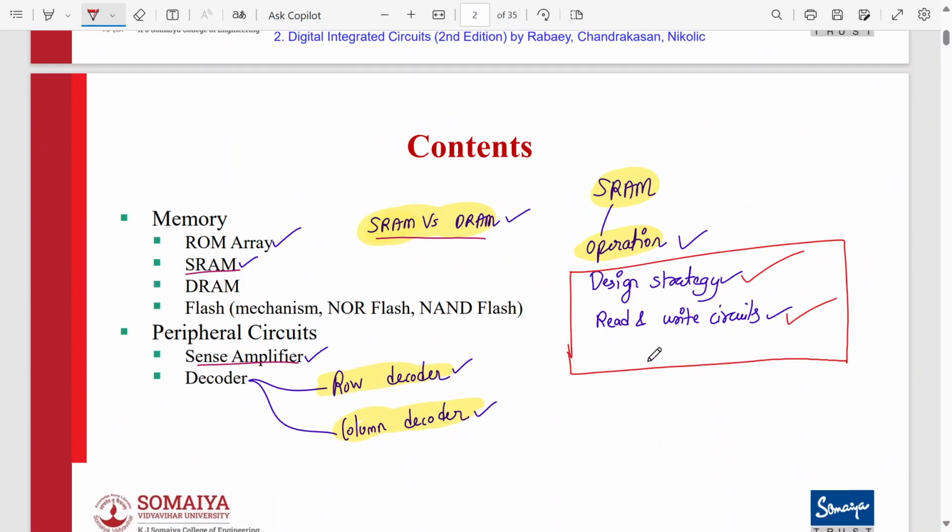I'll start the lecture at around 12:45. We covered this from 11:10 to 12:20 or so. We'll start at 12:45 and complete till 1:30, covering design strategy and read-write circuits. So we'll resume at 12:45 now. Join back at around 12:45. I'll explain the design strategy for SRAM and read-write circuits for the SRAM cell.